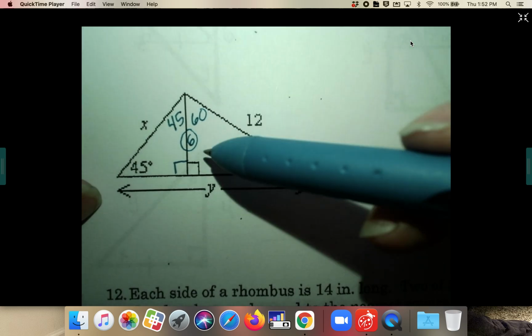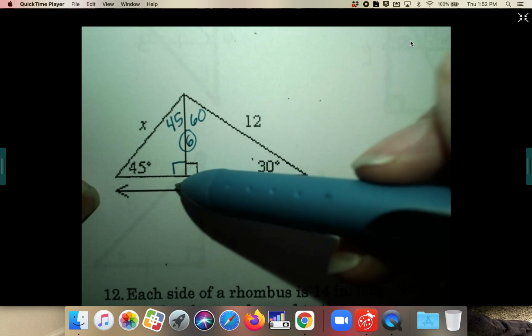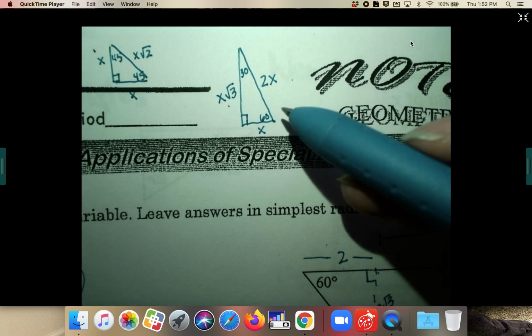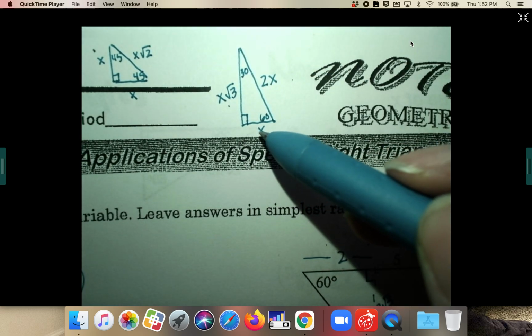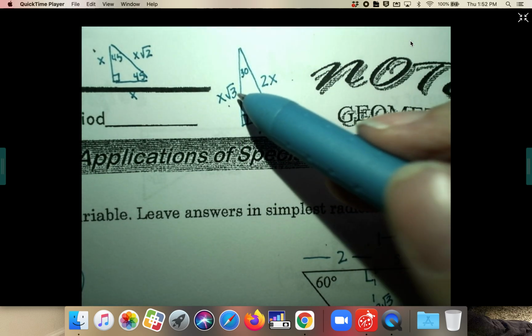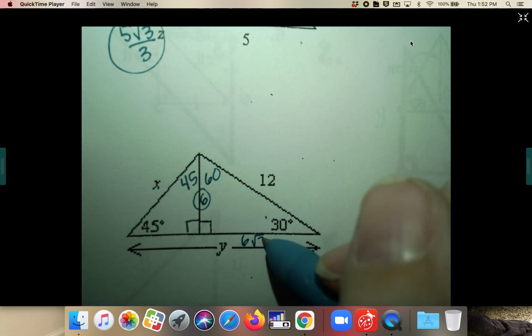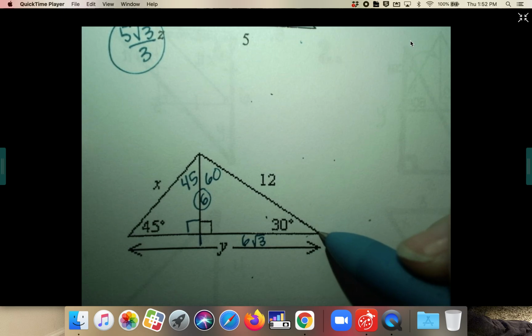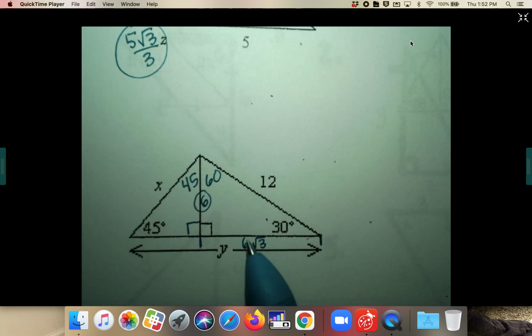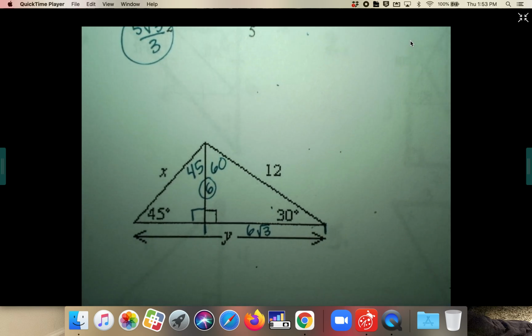All right. So we have 6, we have 12, and now we need the long leg side. And again, the long leg side is 6 root 3, because that was our x root 3. So this part down here is 6 root 3, and that's just from here to here. All right, so we're going to have to add it to this part to get our y, our total length.